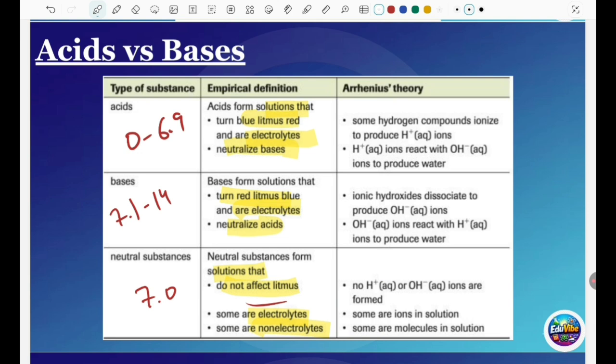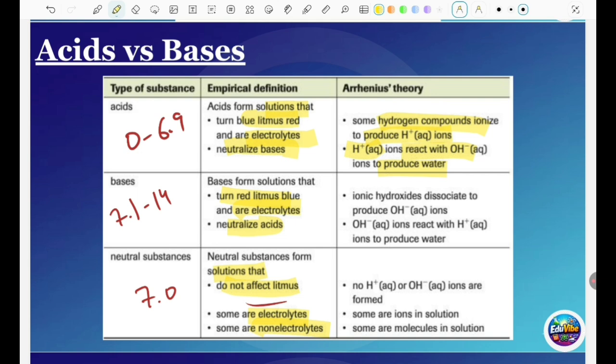Now the Arrhenius theory, which is the theory we will do in the next lesson, so you should have a little introduction to it here. Some hydrogen compounds ionize to form H+ aqueous ions. And then H+ aqueous ions react with OH- and produce water. So you have to know that acids can produce H+ ions. And when H+ and OH- react together, you get water.